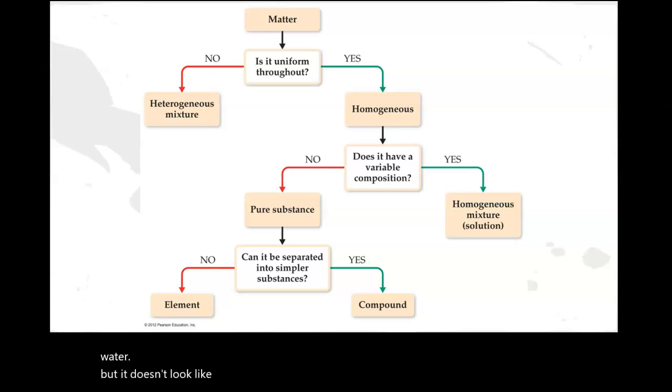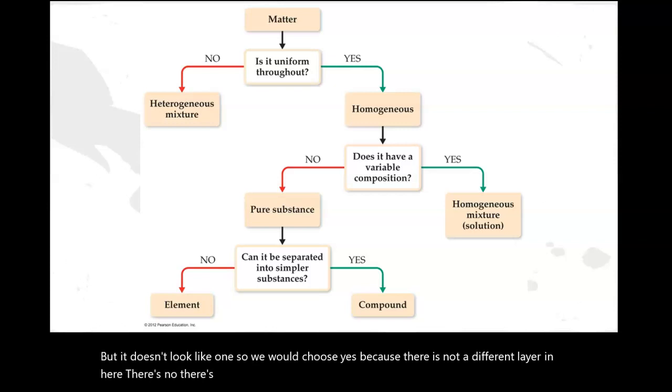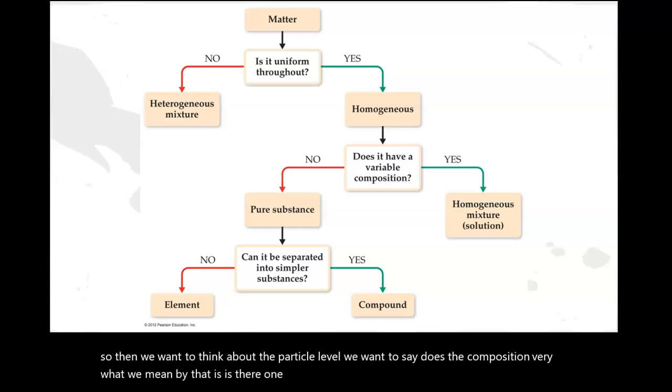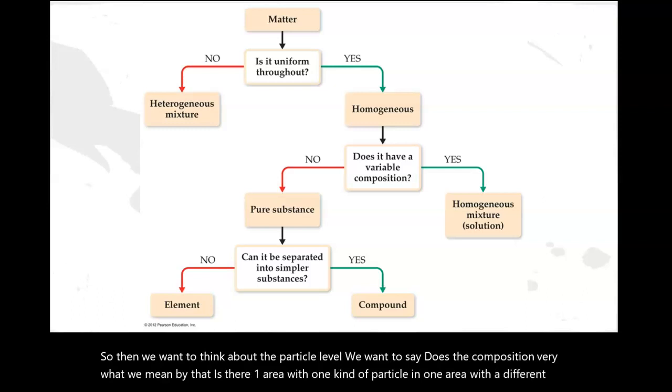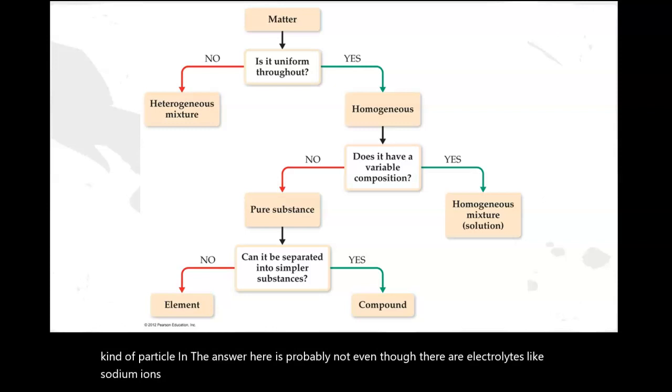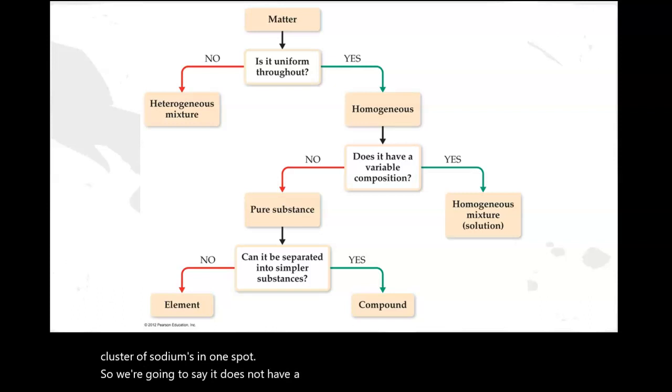But it doesn't look like one. So we would choose yes, because there is not a different layer in here. There's no solid, there's no separation. There's no way to tell one part from another. So then we want to think about the particle level. We want to say, does the composition vary? What we mean by that is there one area with one kind of particle and one area with a different kind of particle? And the answer here is probably not. Even though there are electrolytes like sodium ions dissolved in here, they're probably evenly distributed. So there wouldn't be a cluster of sodiums in one spot. So we're going to say it does not have a variable composition, so it's a pure substance.